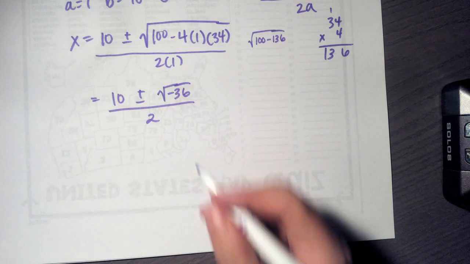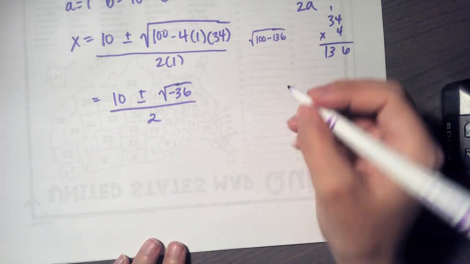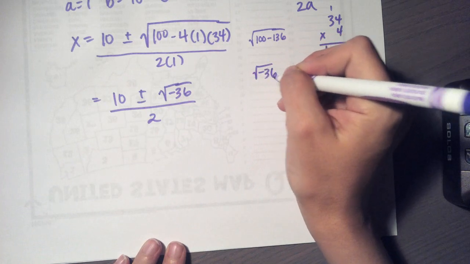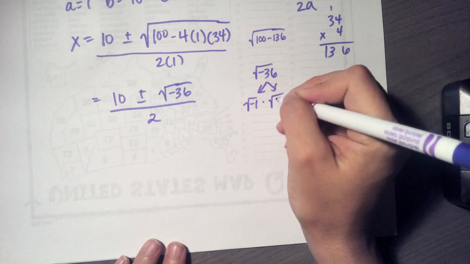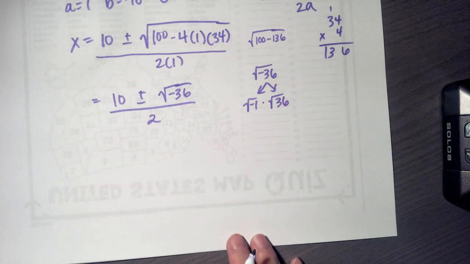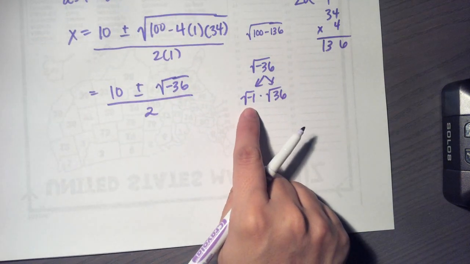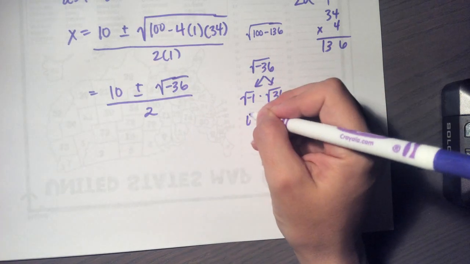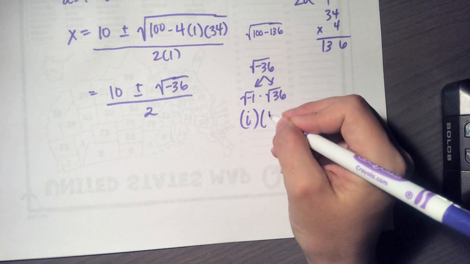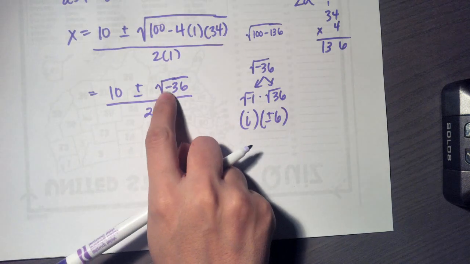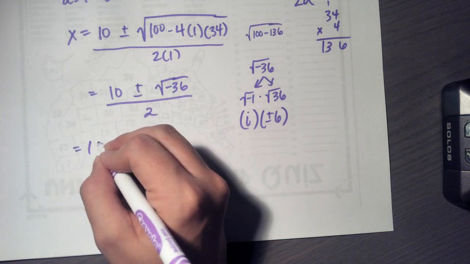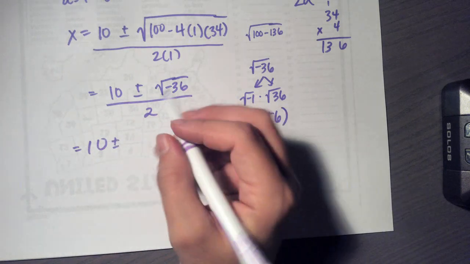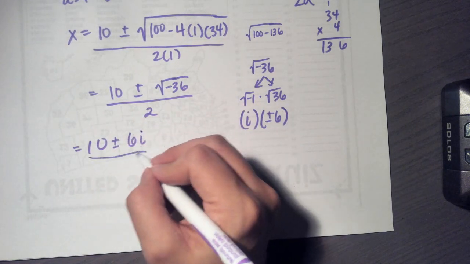Now here I'm going to simplify the square root of negative 36 to the side. I can break that up to be the square root of negative 1 times the square root of 36. Now the square root of negative 1 is i. The square root of 36 is plus or minus 6. But here's the deal, plus or minus is already there, so we're good. So this becomes 10 plus or minus 6i all over 2.